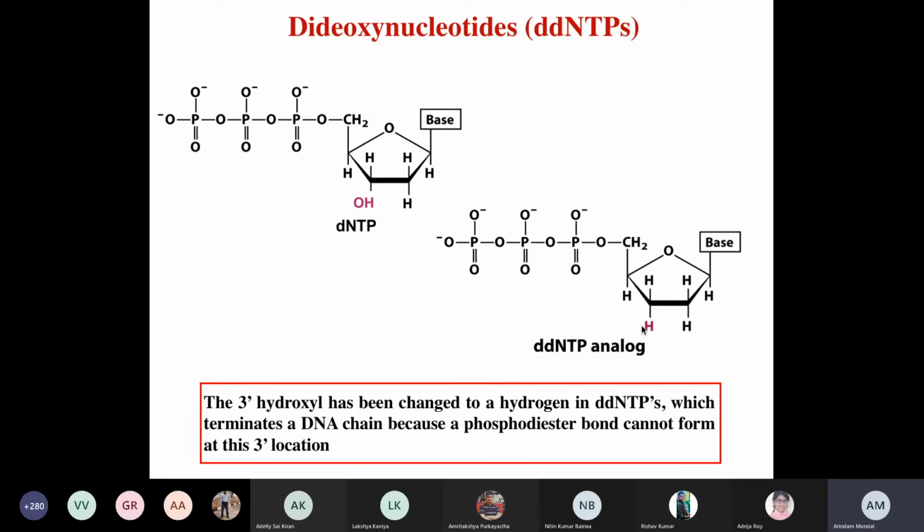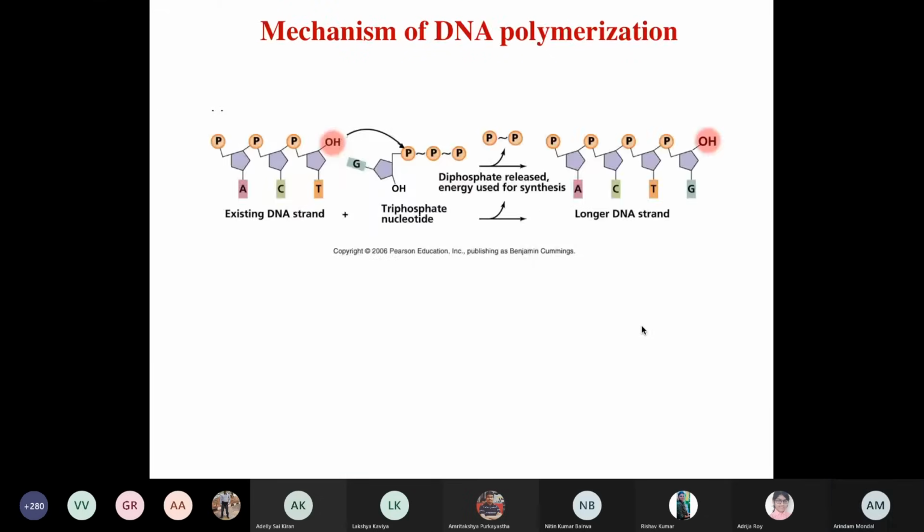Now, if you use a ddNTP in the DNA replication process, what will happen? Anybody wants to answer? So say for example, let's see. Anybody wants to answer? End of the chain. So there won't be any phosphodiester bond. Yeah, so end of the chain reaction, right?